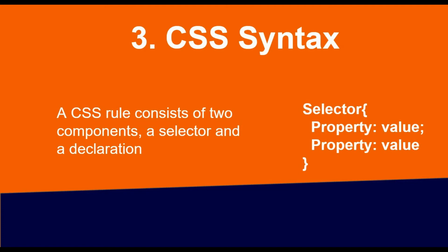Now, how do we write CSS? A CSS rule normally consists of two components, a selector and a declaration. The selector points out the element where the CSS style is going to be applied. The declarations are separated by semicolons.